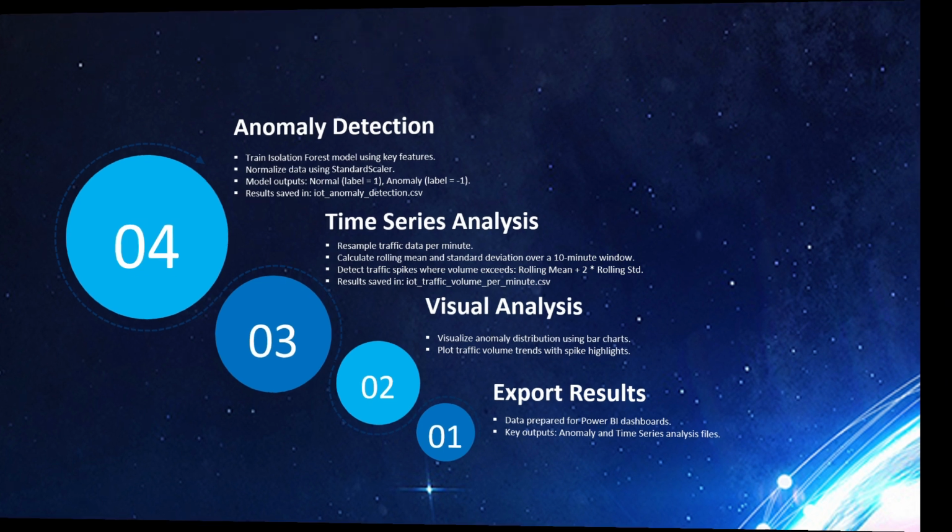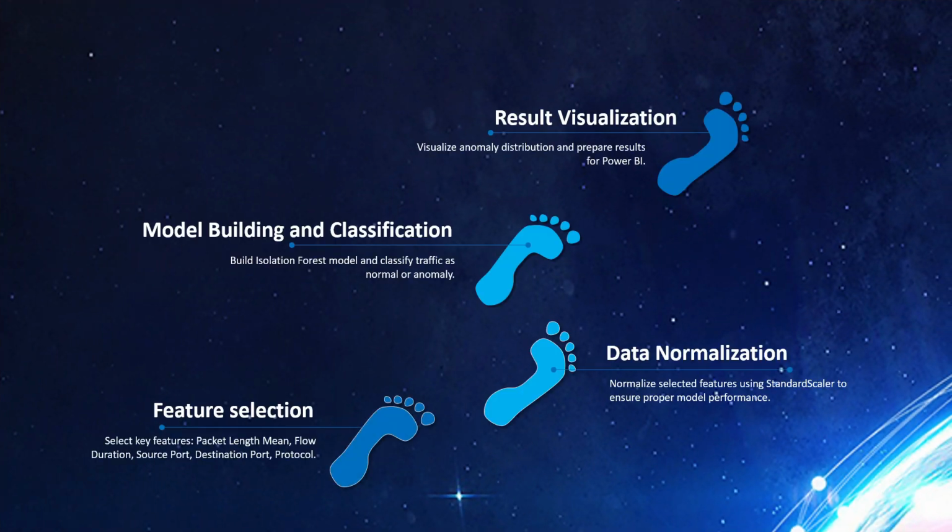Next up, we get to the visualization strategy. To make the results interpretable, we used 2 main visualization techniques. The first one is that we used bar charts to display the distribution of anomalies compared to the normal traffic, helping us to see how frequent and severe these anomalies were.